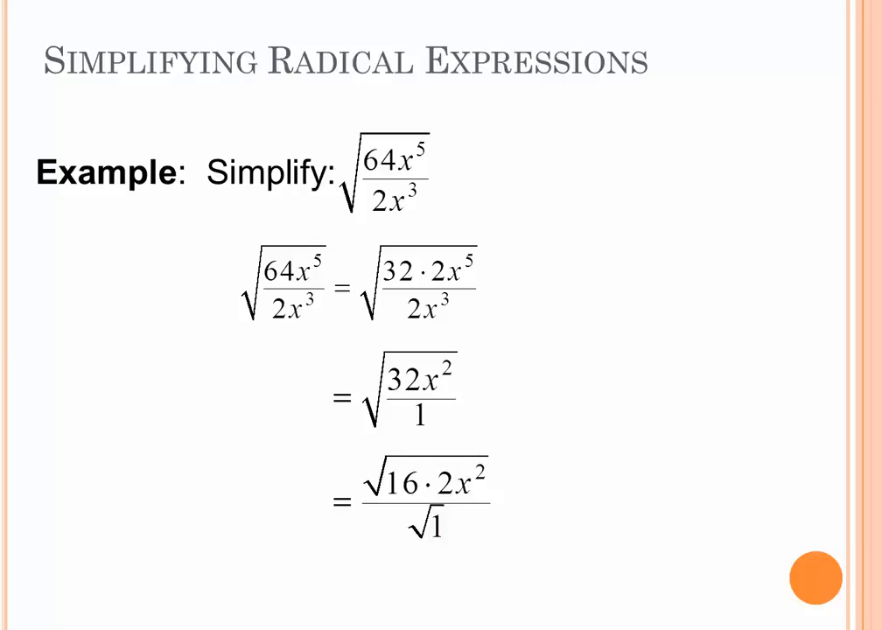32 is not a perfect square, but it does have factors of 2 times 16 hiding inside of it. Square root of 16 is just 4. X squared, the square root of x squared is just x. And we can't simplify the square root of 2 anymore.